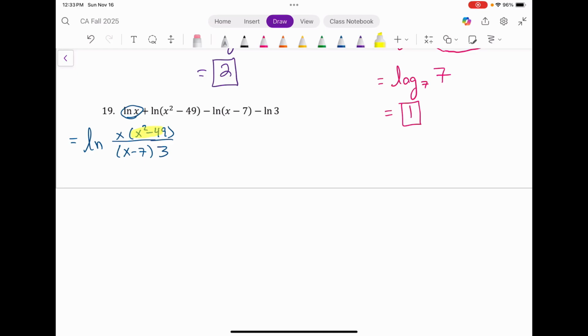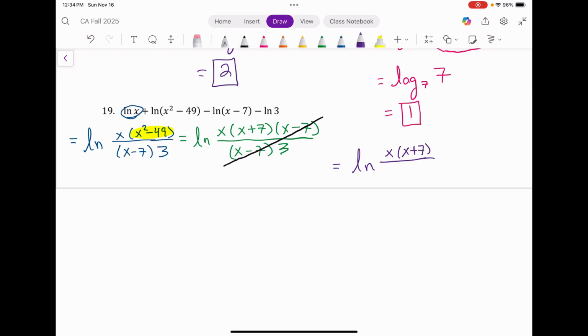All right, let's see if we can simplify this fraction. So we know x squared minus 49 is the difference of squares, so that factors into x plus 7, x minus 7. All right, so we'll see they have a common factor in the top and bottom. So those divide out to become 1. So our final log is natural log of x times x plus 7, which you can feel free to multiply out if you want to, not necessary. So natural log of x times x plus 7 over 3.